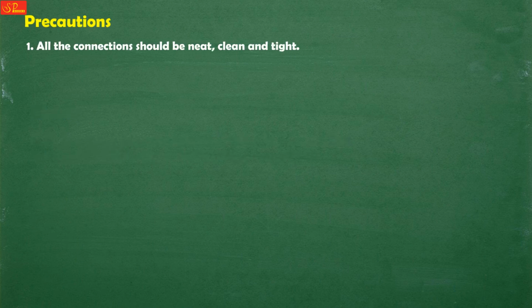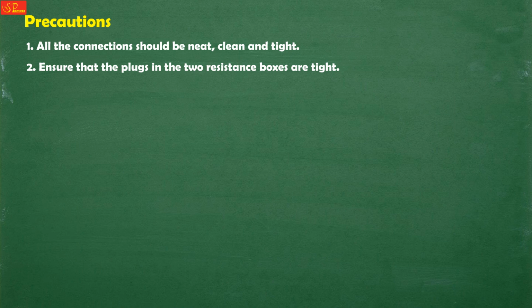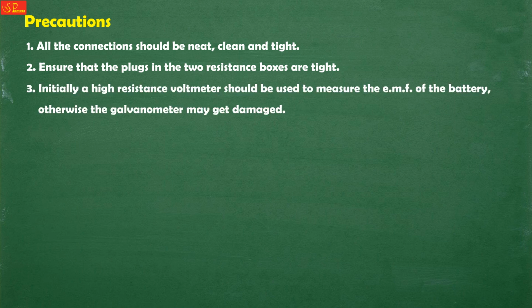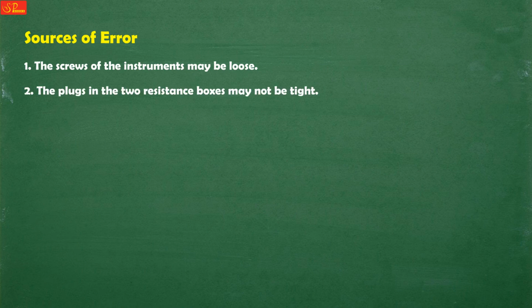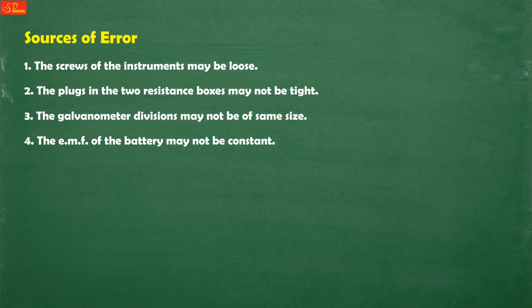Precautions. All the connections should be neat, clean and tight. Ensure that the plugs in the two resistance boxes are tight. Initially, a high resistance voltmeter should be used to measure the EMF of the battery, otherwise the galvanometer may get damaged. Sources of error: the screws of the instruments may be loose, the plugs in the two resistance boxes may not be tight, the galvanometer divisions may not be of the same size, and the EMF of the battery may not be constant.